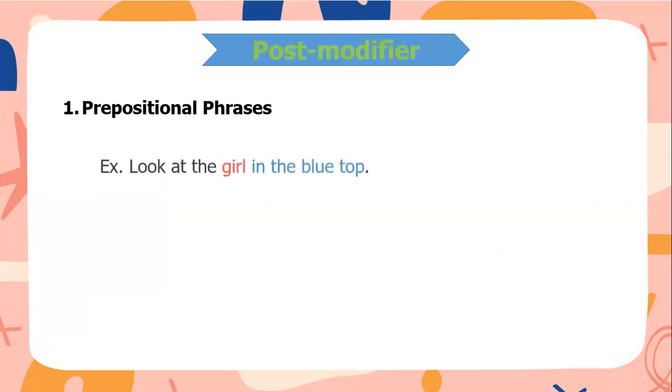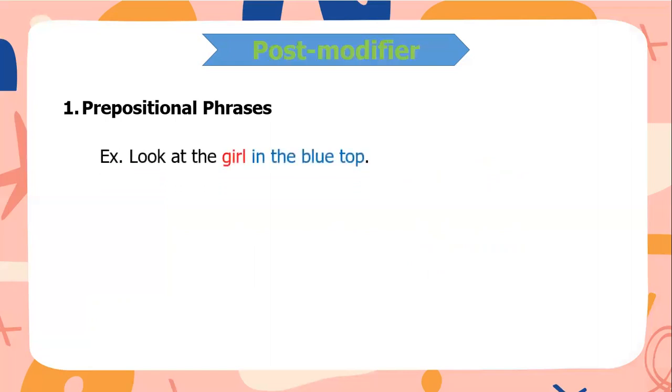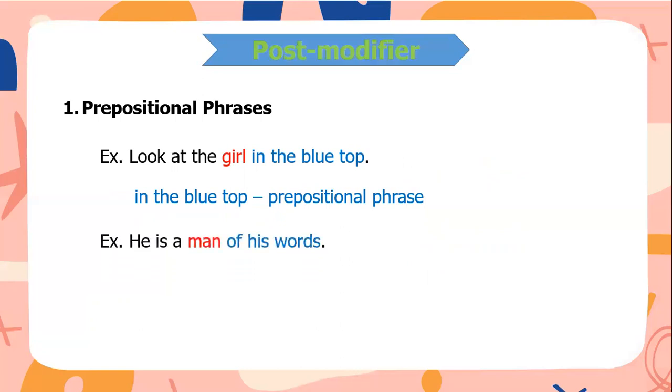Let's talk about the post modifier. So in post modifier, we have six things. First, the prepositional phrases. Example, look at the girl in the blue top. In the blue top is a prepositional phrase that's working as a modifier, giving information about a noun girl. Next, he is a man of his words. Of his words is a prepositional phrase that modifies the noun man.